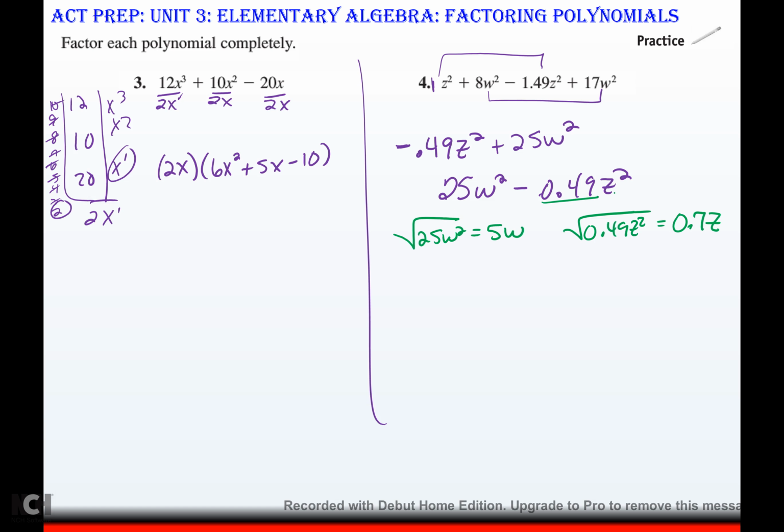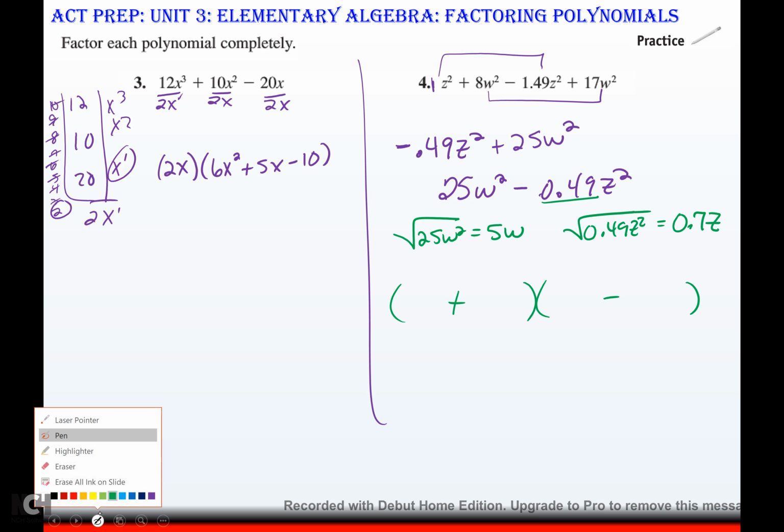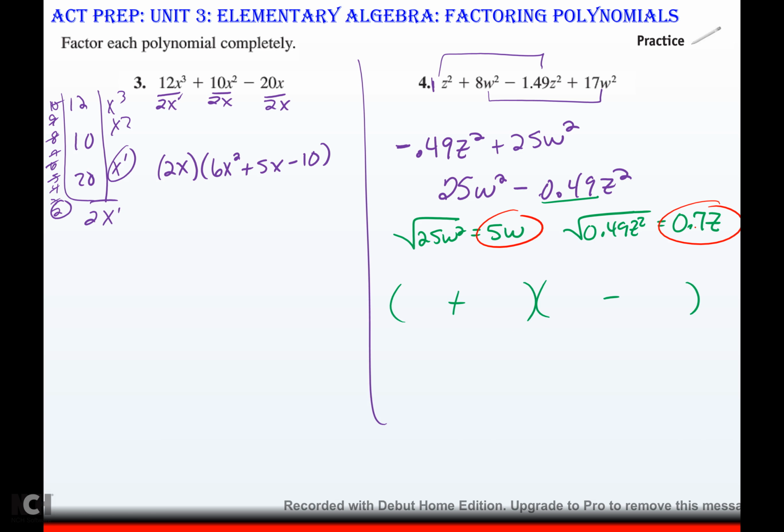And again, just type that in the calculator. Don't type the letter, but just type the square root of 0.49. It'll give you 0.7. So it's perfect, which means binomial plus and minus, and my terms are the roots. So 5w plus 0.7z and 5w minus 0.7z. And we're done.